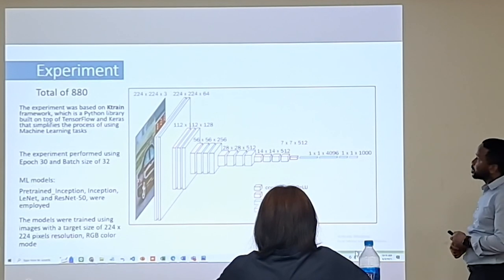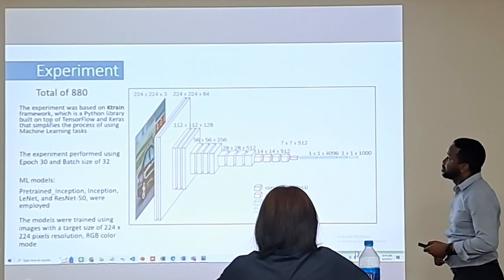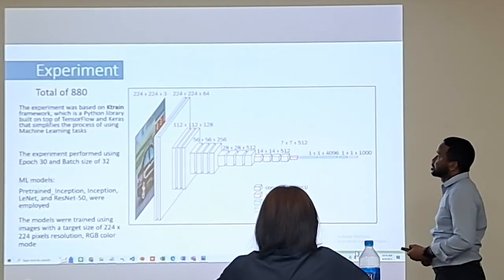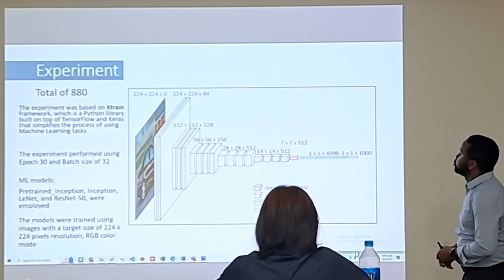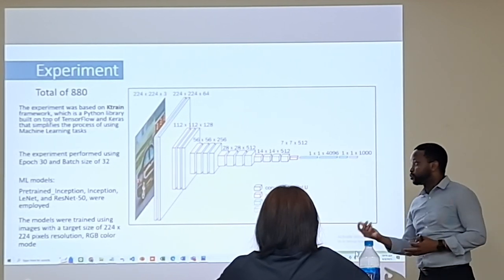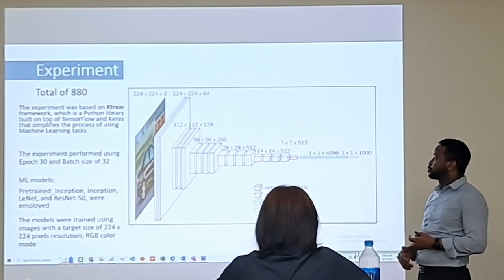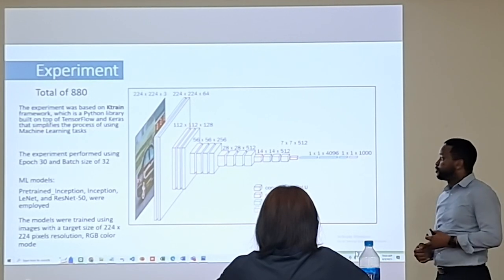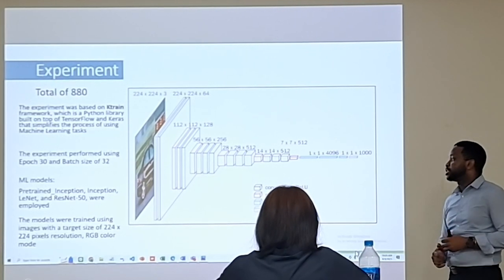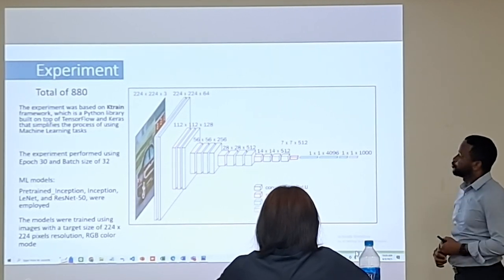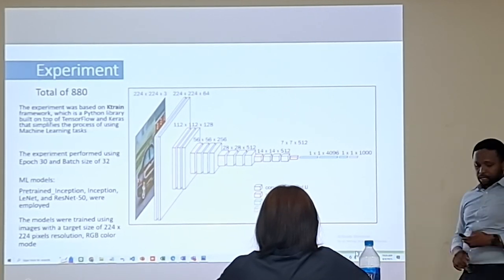The experiment was based on the K-train framework, which is a Python library built on top of TensorFlow and Keras that simplifies the process of machine learning tasks. The experiment was performed using 30 epochs and a batch size of 32, and the machine learning models used were pre-trained Inception, LeNet, and ResNet 50. The models were trained using images with a target size of 224 by 224 pixel resolution with the RGB color model.